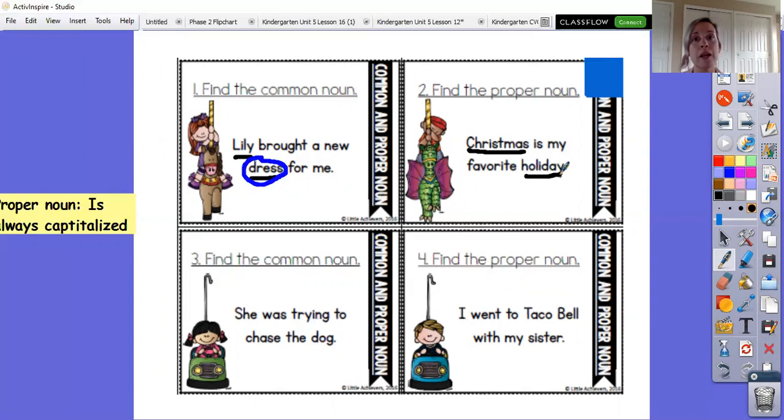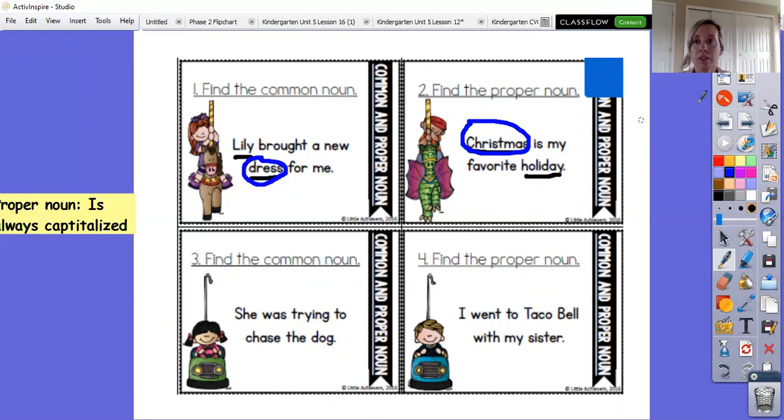It's a thing. In this one it's asking, find the proper noun, so it's a specific thing. It's a specific holiday, right? So I could circle that one. Christmas is the proper noun. It's capitalized too. I didn't just say holiday, so holiday would just be the common noun. It could be any holiday. It could be Halloween, Valentine's Day. All of those holidays would be capitalized.